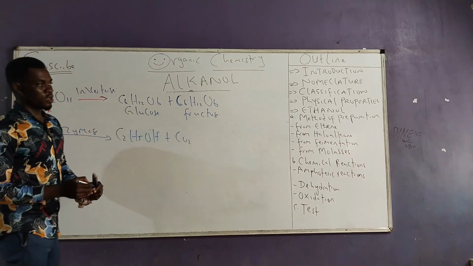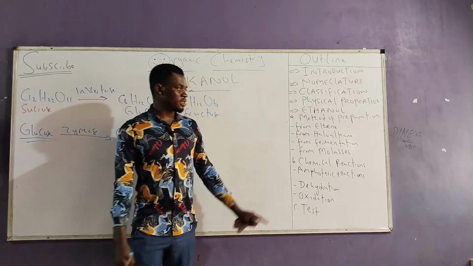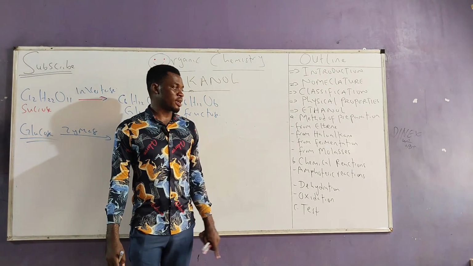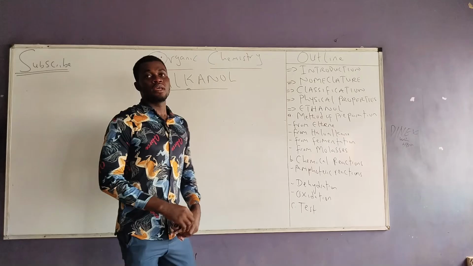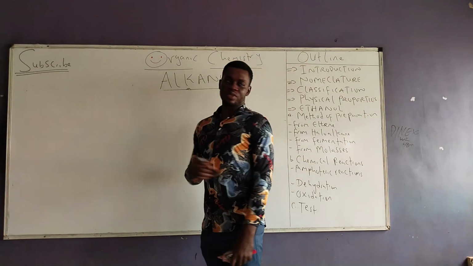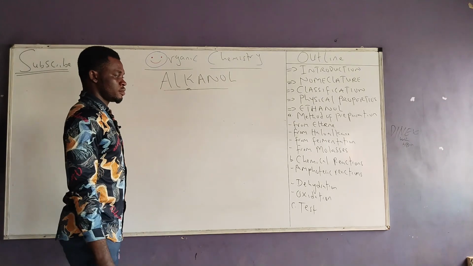Very simple. So these are the four basic methods used to prepare ethanol: from ethene, from halogenation, from haloalkane, from fermentation, and finally from yeast. Now let's talk about the chemical reactions of alkanols.